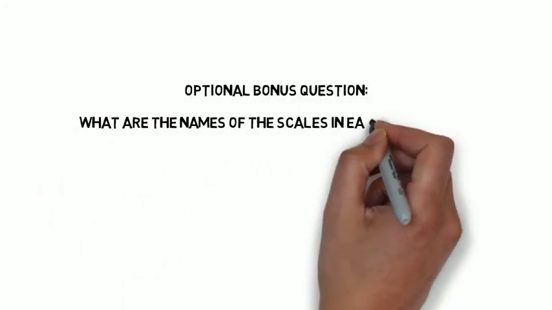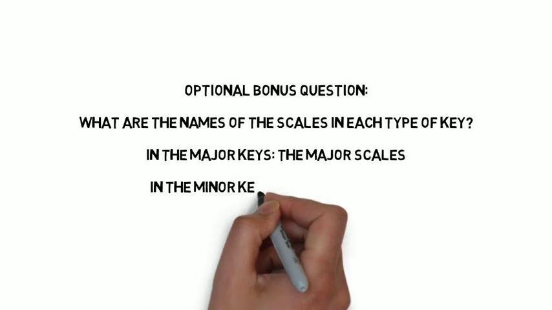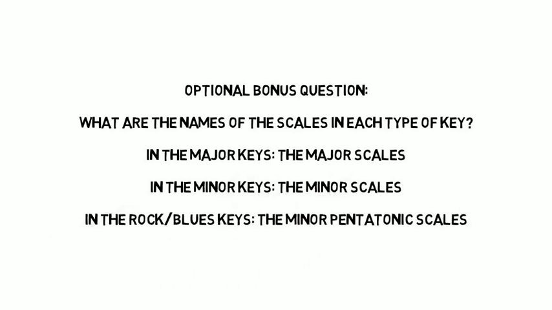Here's an optional bonus question. What are the names of the scales that are given to the 7 notes in each type of key? In the major keys, these 7 notes are called the major scales. In the minor keys, these 7 notes are called the minor scales. And in the rock or blues keys, only 5 of the notes are used and are called the minor pentatonic scales.